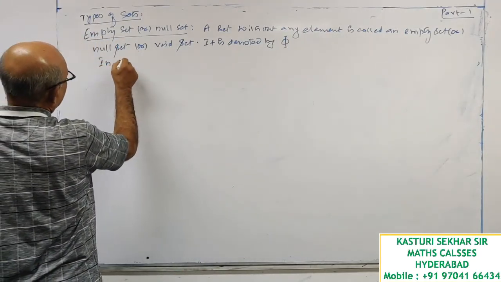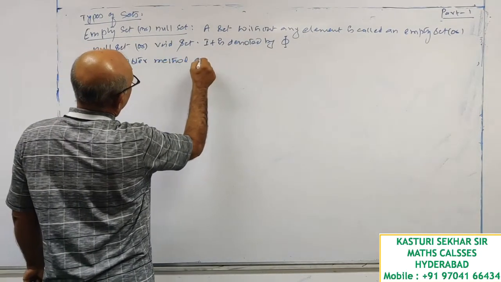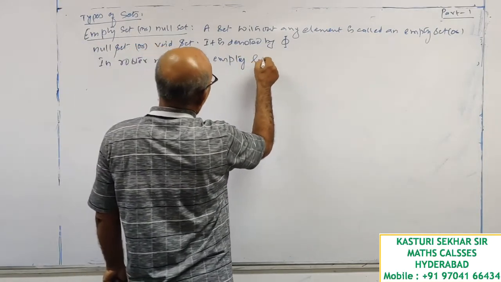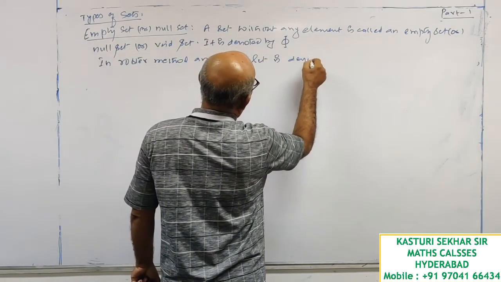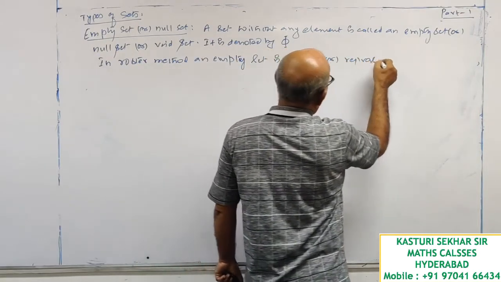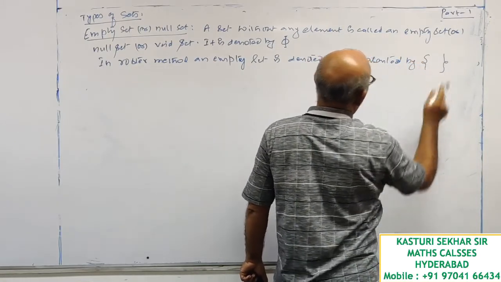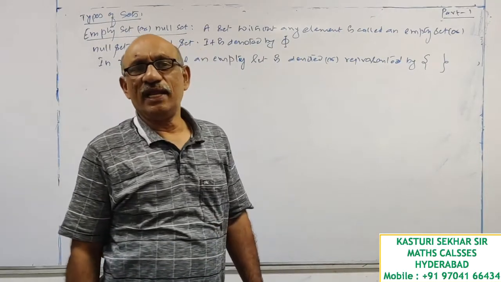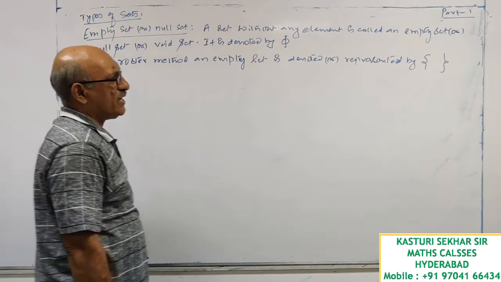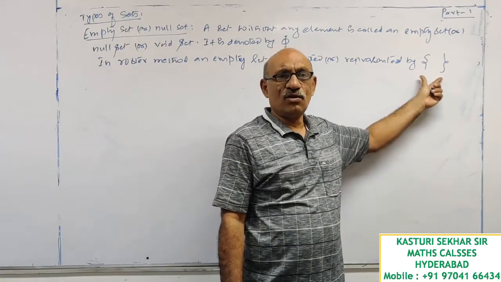In roster method, an empty set is denoted by or represented by braces without any element. Within the braces, when I don't write any number, then it is called an empty set.